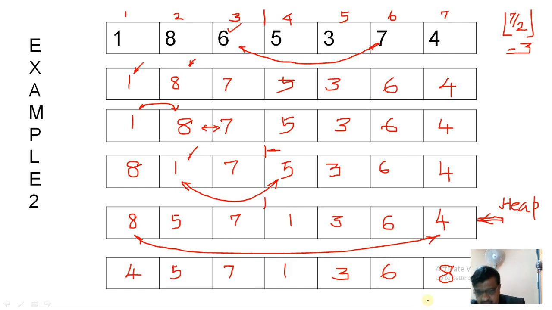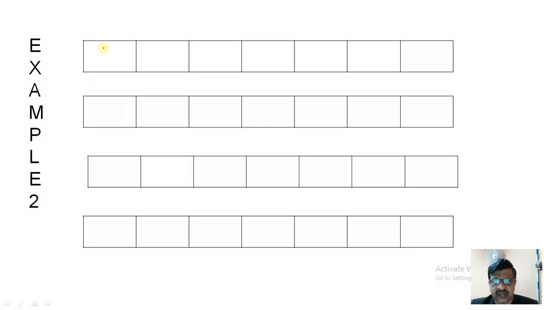7, 1, 3, 6. So 4, 5, 7, 1, 3, 6, 8. Okay, we need to consider only this portion of the array. There are 6 elements, 6 by 2 is 3, and here is the parent. And 7 is probed, his children are checked, his children are 6 and 7.